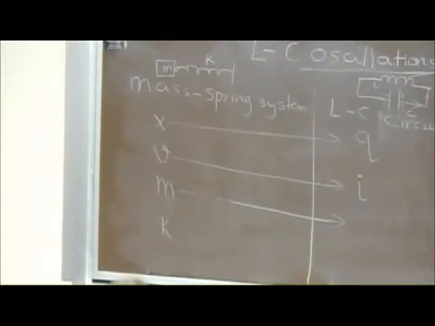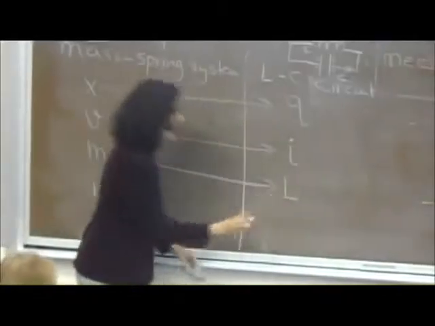What is the inertial element in an LC circuit? What tries to maintain a status quo? What doesn't want to change? L. Do you remember L is the inductor? The larger the inductance of an inductor, the more is the tendency to maintain a status quo. It doesn't want to have the current in it change. So the analog of M is L there.